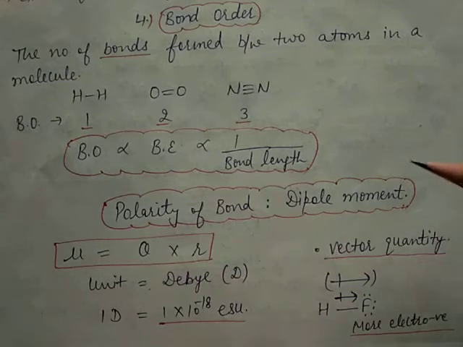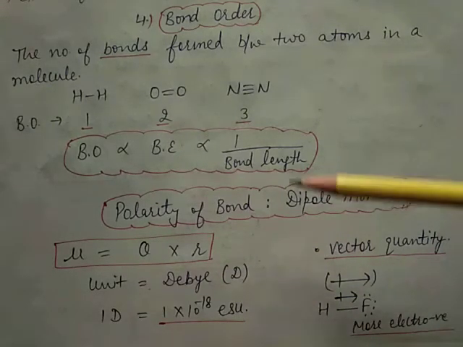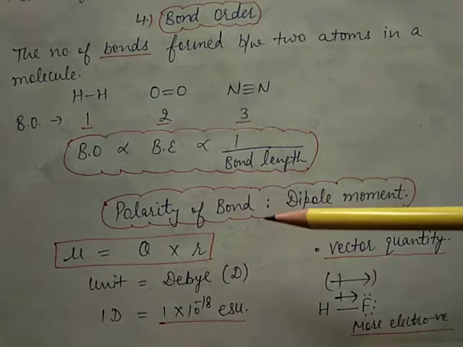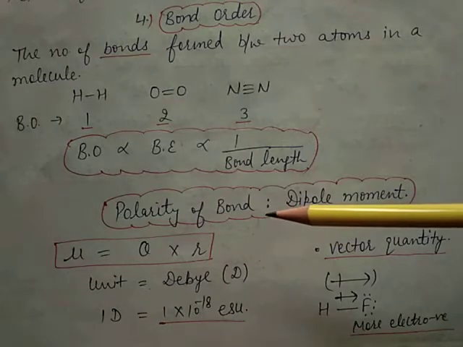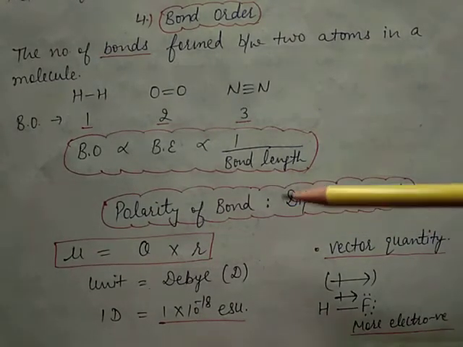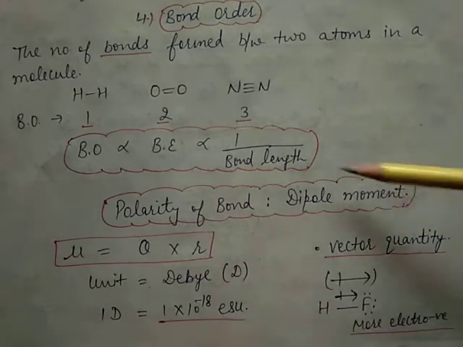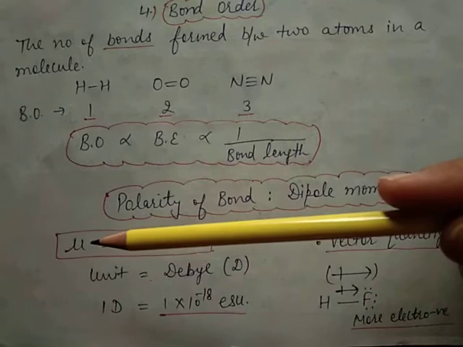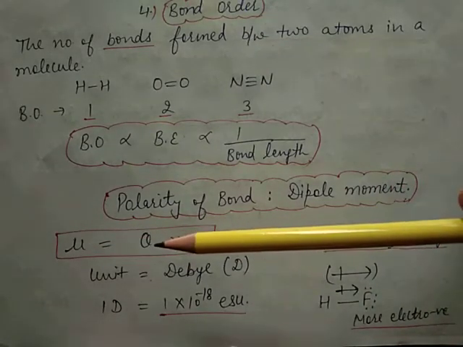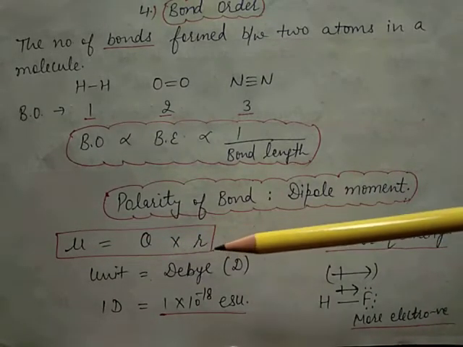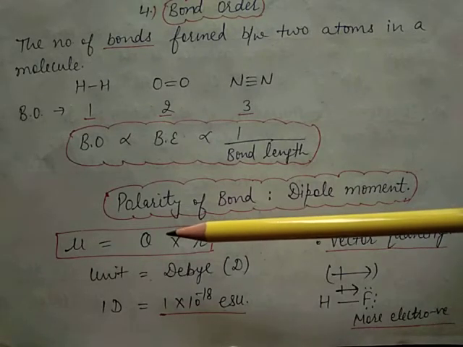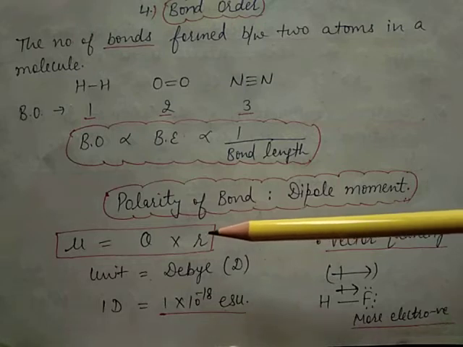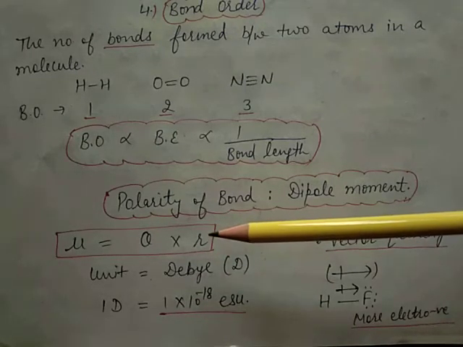Good morning, students. Today I will introduce dipole moment. Dipole moment measures the polarity of the bond. It is denoted by mu, which is equal to Q into R. Q means charge, and R is the distance between the center of positive and negative charge.